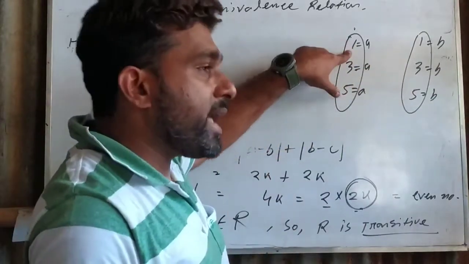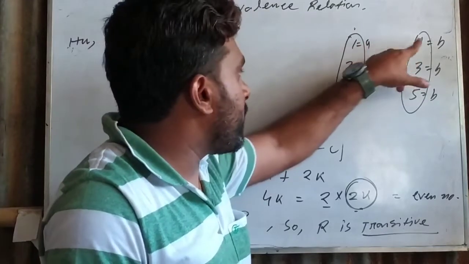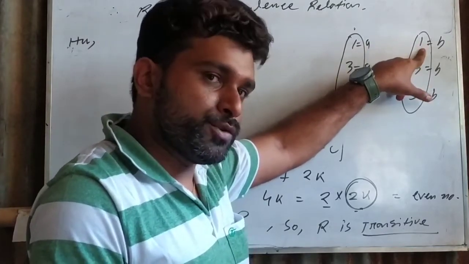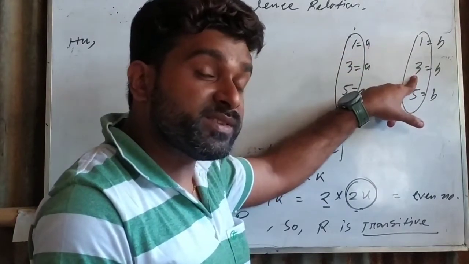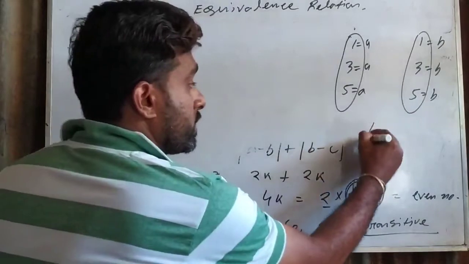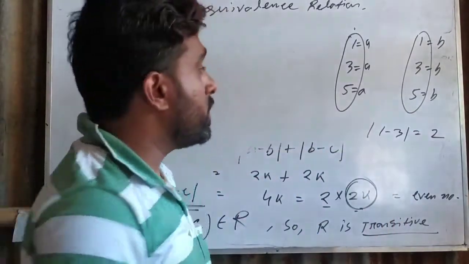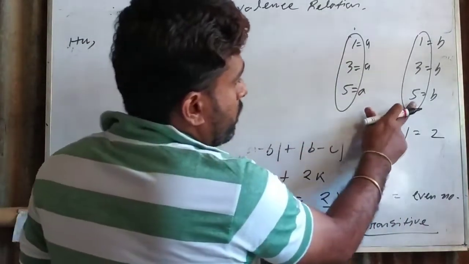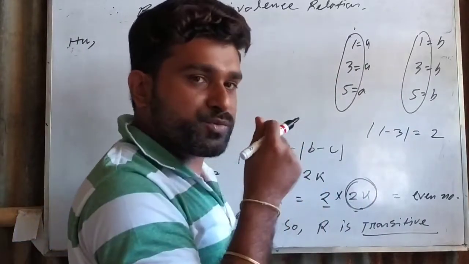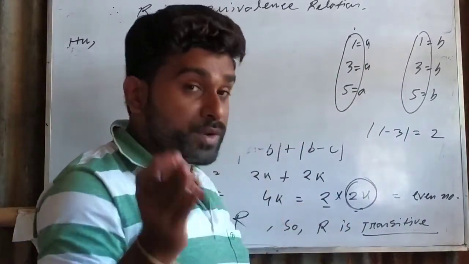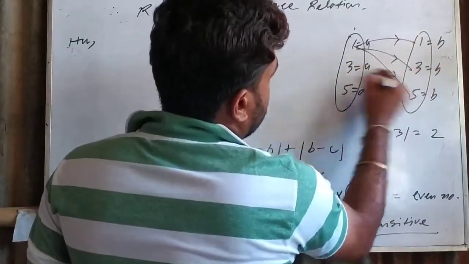If you choose a equals 1 and b equals 1, so mod of 1 minus 1, answer is 0. 0 is an even number. 1 and 3: mod of 1 minus 3, that means answer is what? Answer is 2, because mod sign is there, no negative number will come. So 2 is an even number. 1, 5: 1 minus 5 is minus 4, mod sign is there, so 4. 4 is an even number. That means with this one, each and every element of the second set has a relation.